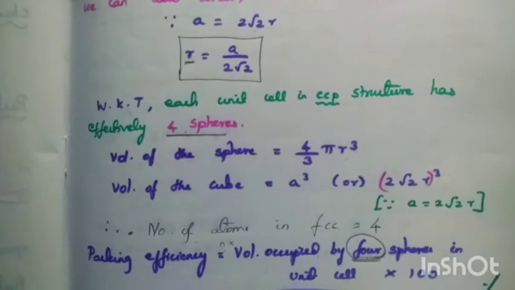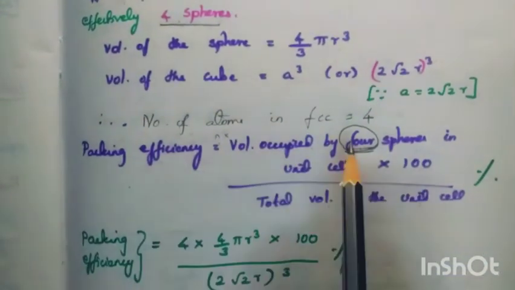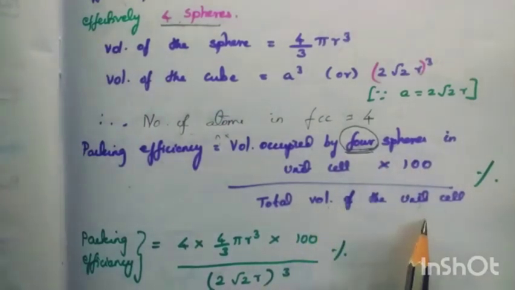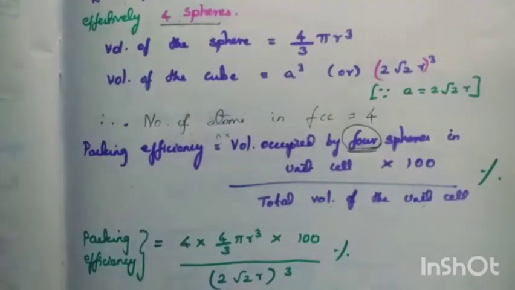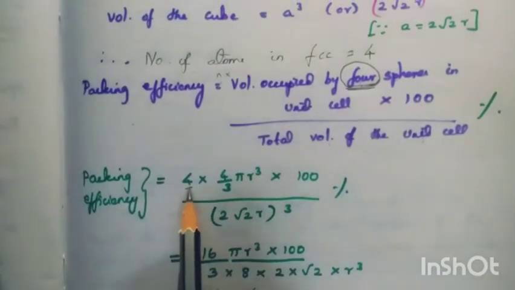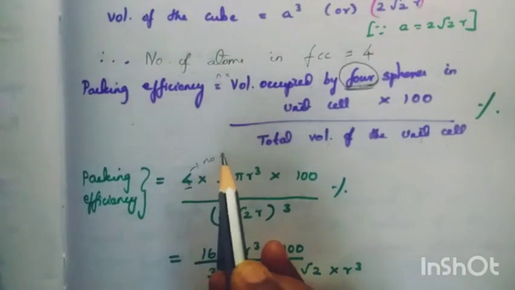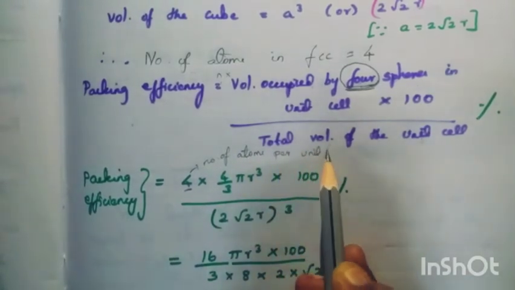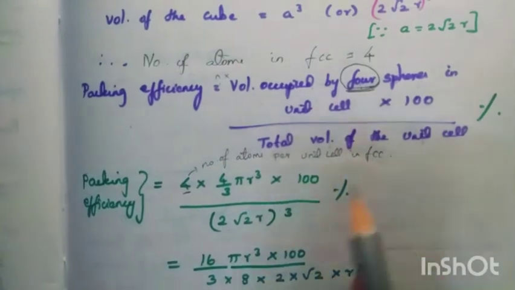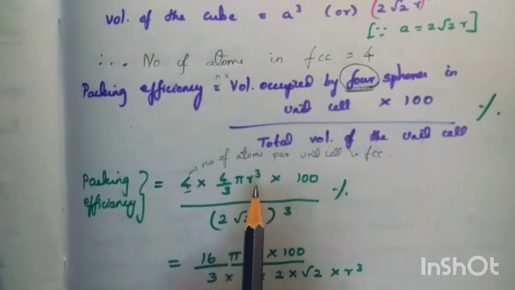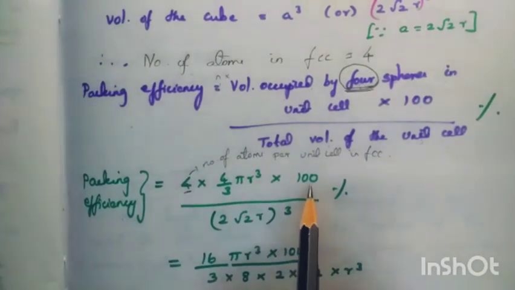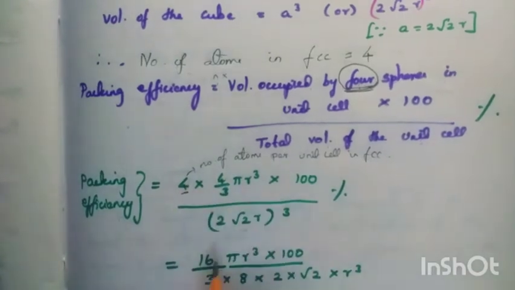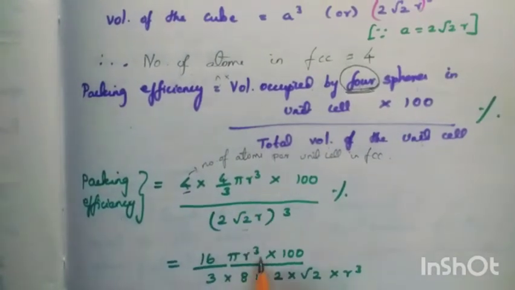Now packing efficiency is nothing but the volume occupied by 4 spheres. Why 4? Total number of atoms in FCC is 4, into 100, by the total volume of the unit cell. Now we are going to substitute the values. 4 is for the number of atoms per unit cell in FCC, into 4 by 3 pi r cube, that is the volume of the spheres, into 100 percentage, divided by the volume of the cube. Now 4 fours are 16 pi r cube into 100.